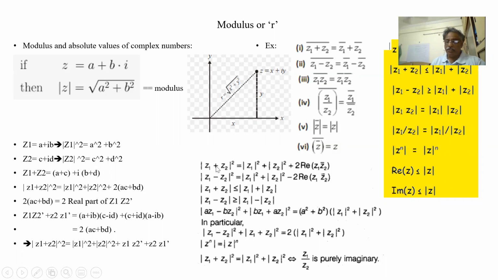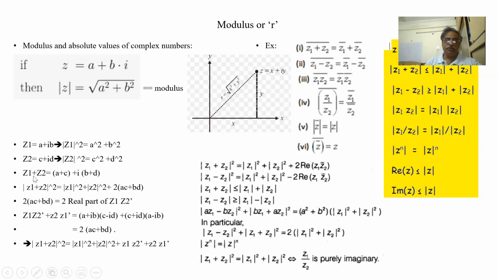So these properties we have to understand mentally so that we can address any problem. Mod of Z1 plus Z2 is less than mod Z1 plus mod Z2 is what is given, but what are they equal to? Here it is given mod of Z1 plus Z2 is less than mod Z1 plus mod Z2. But what if we put squares? What is it becoming when squared? Let us see here.